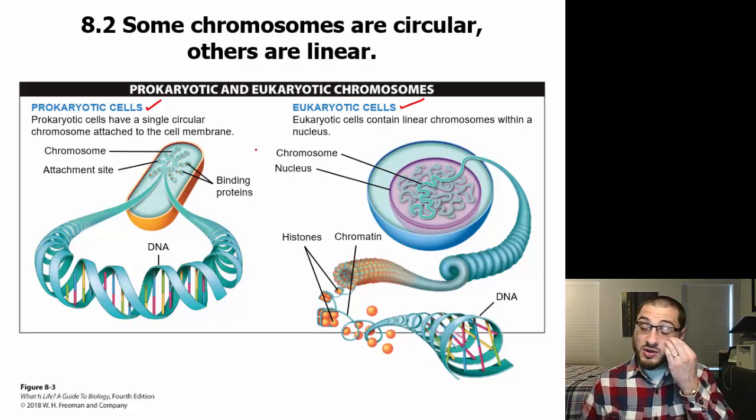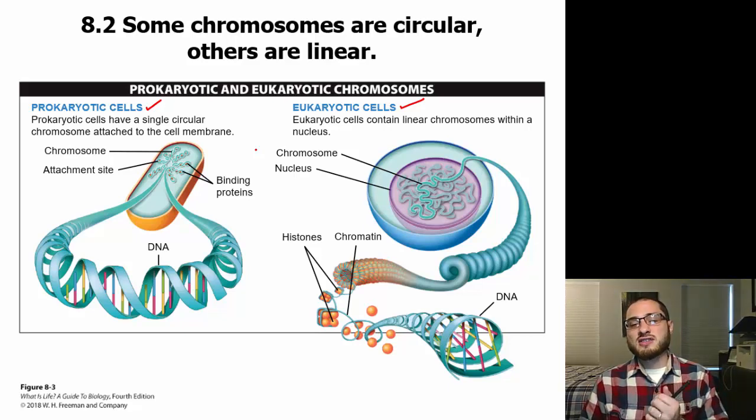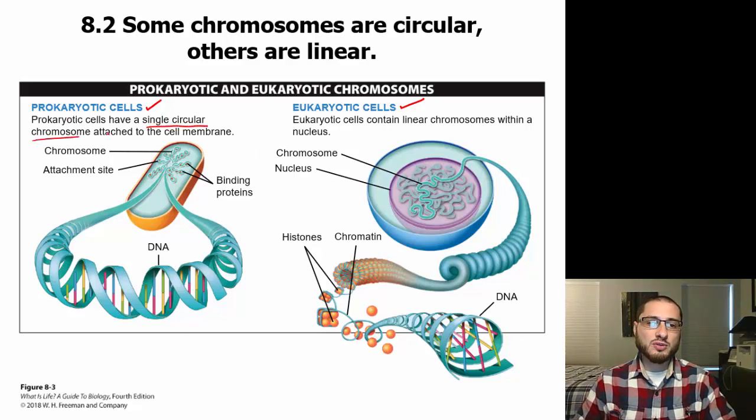All of these things are going to be part of eukaryotic cells. We call them membrane-bound organelles. They have membranes to them. And prokaryotic cells have a single circular chromosome, so their chromosomes are this circle shape. And in eukaryotic cells, they have these linear chromosomes.